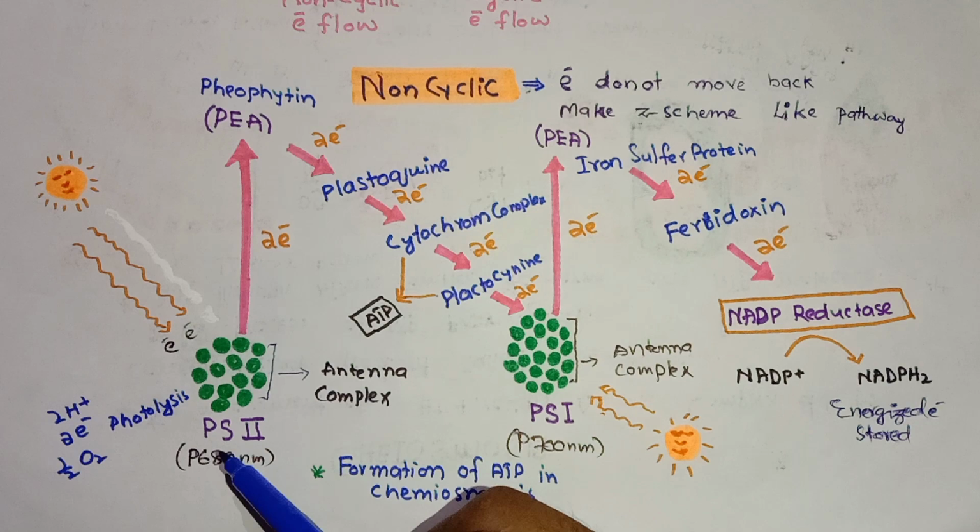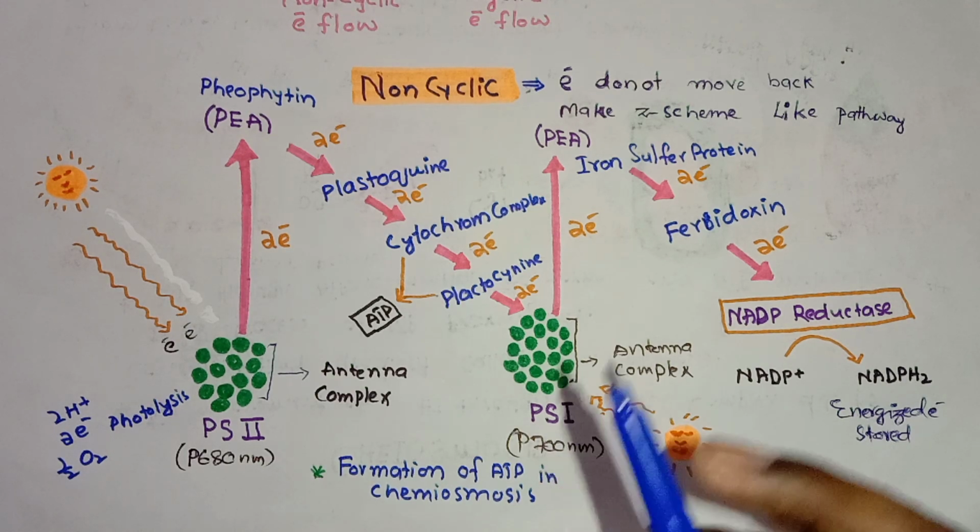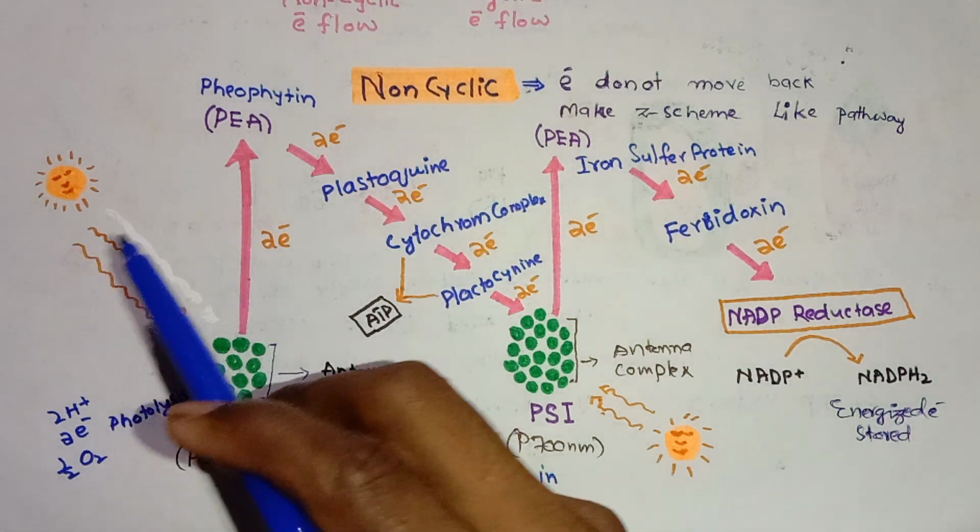So here PS2 and here PS1. PS2 has the ability to absorb a wavelength of 680 nanometers, and PS1 absorbs light of 700 nanometers. Now, how does this reaction occur? So this is our sun.